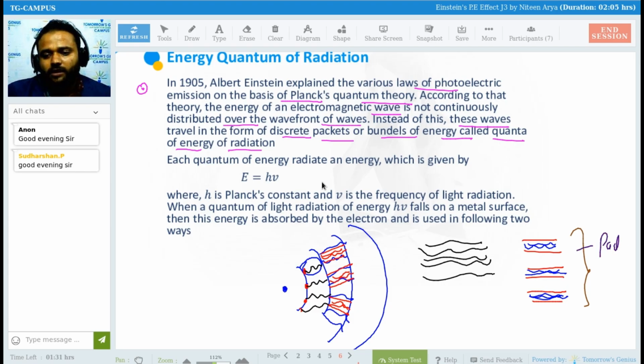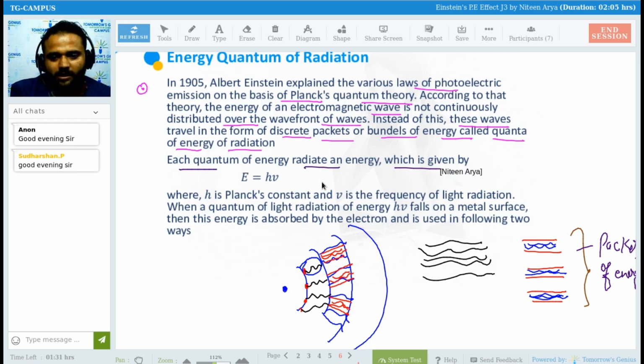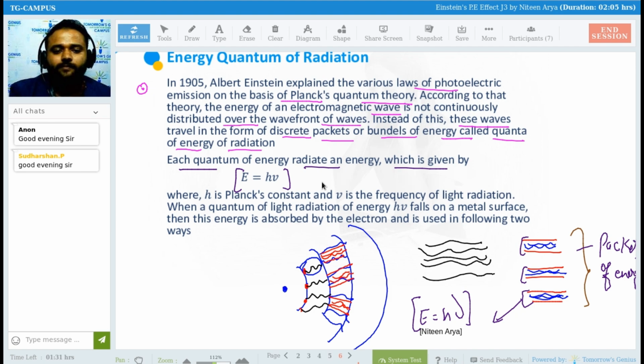These packets of energy are known as quanta, or one quantum of energy. Each quantum of energy radiates an energy which is given by the formula E equals h nu. So each packet has energy E equals h nu. Nu here is frequency, not velocity. This nu is frequency.